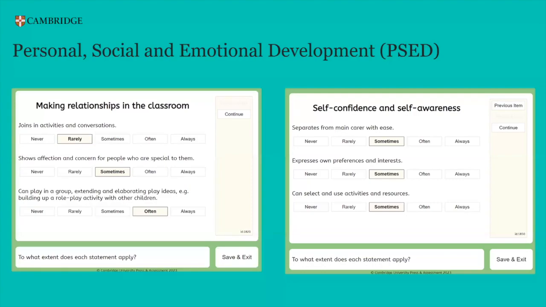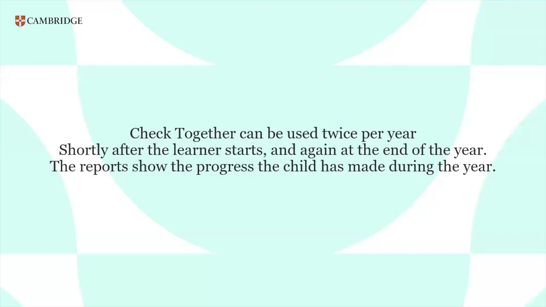And you can do this assessment at the start and the end of the year as well. And you can see how much more they've settled in at the end of the year compared with the start of the year. Can we move on, please?